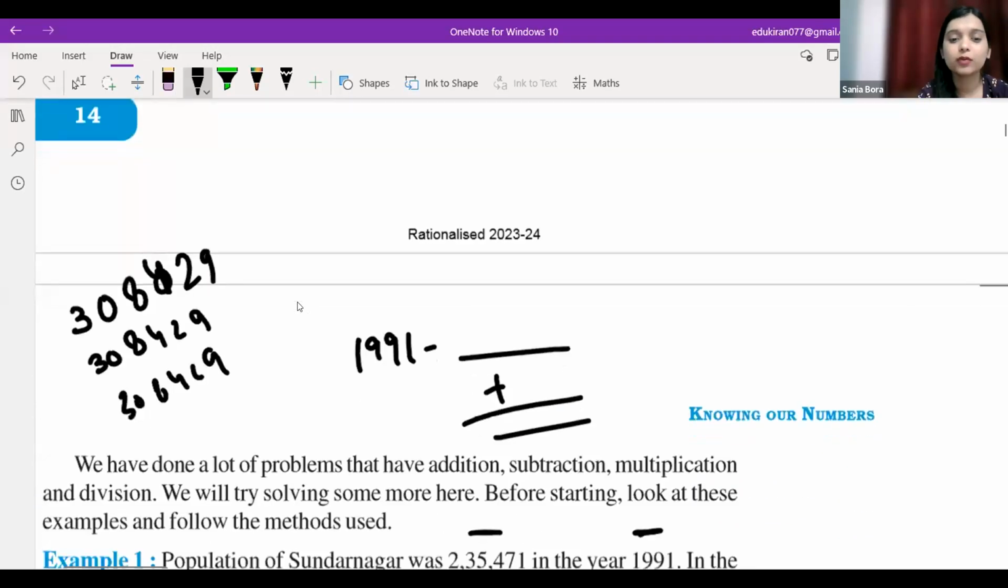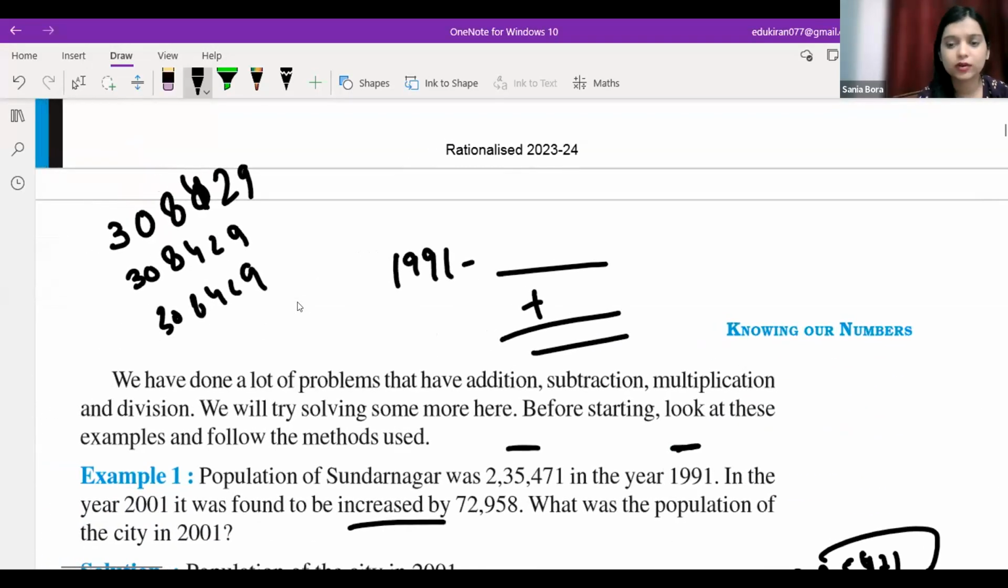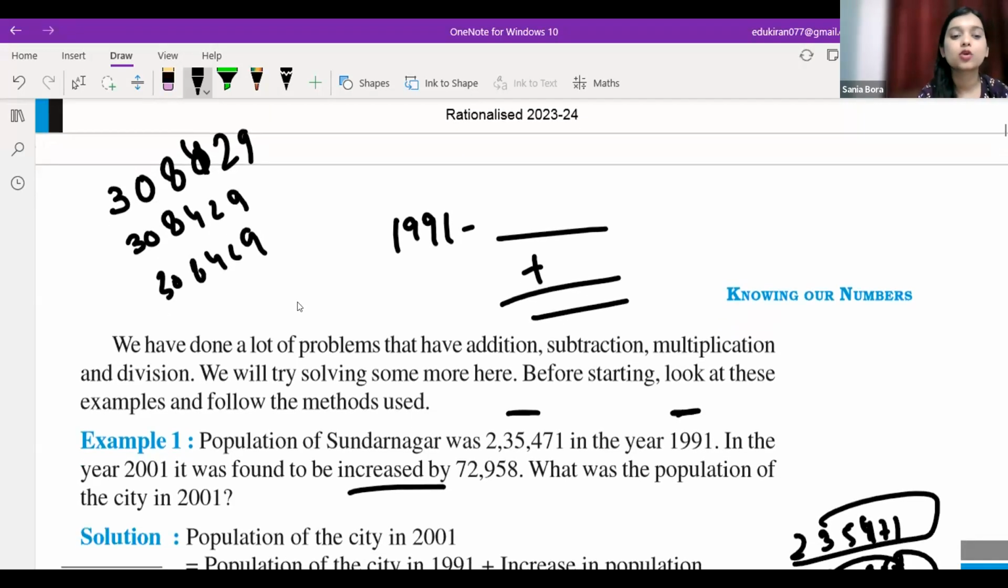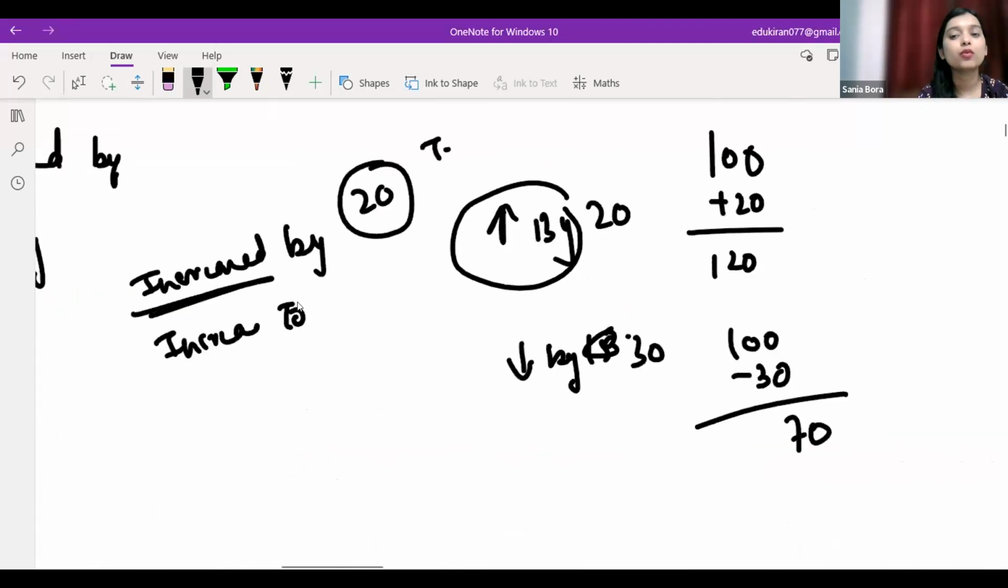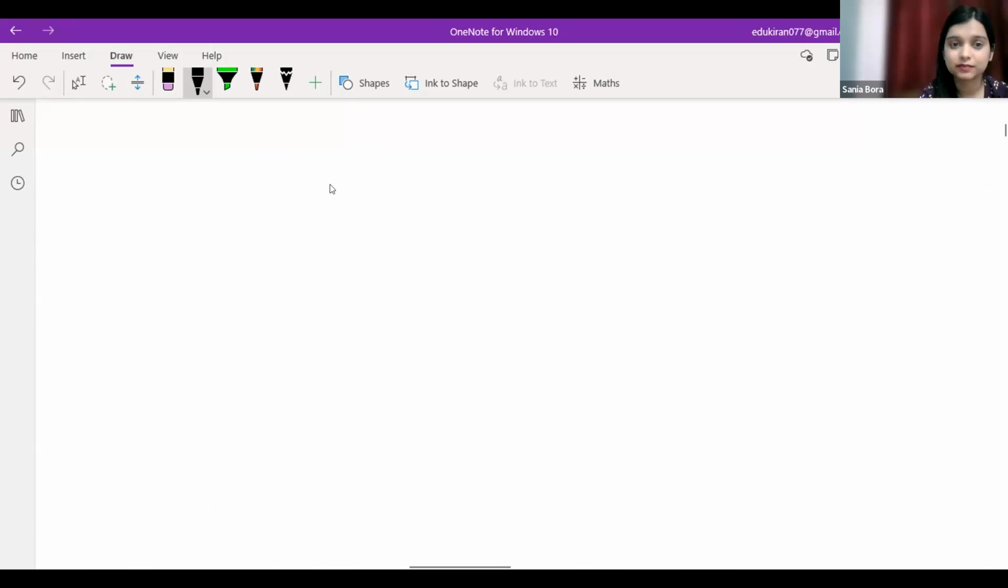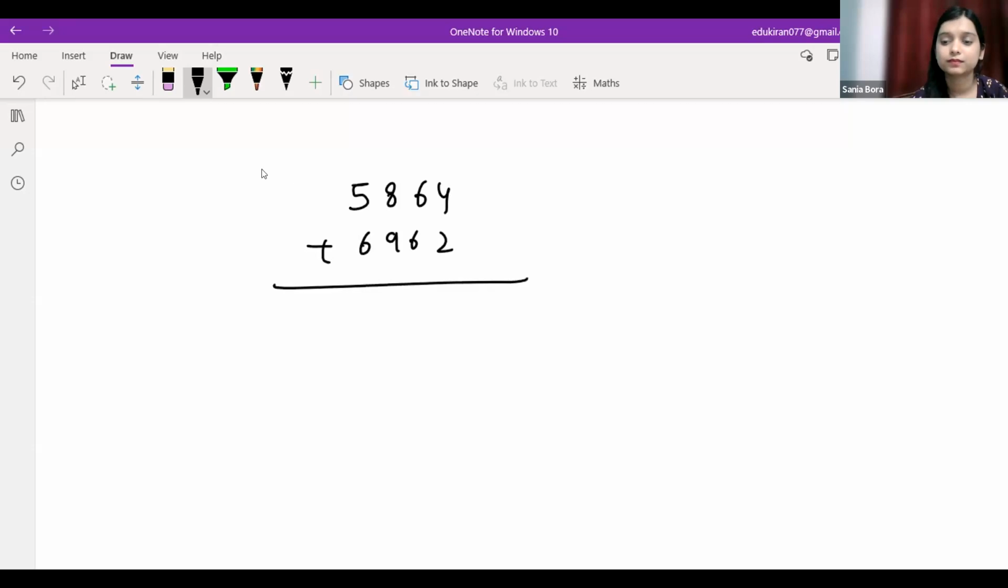Okay. Now I will not start today, but I'll give a hint of what we are going to do in the next class. Now you are going to add things, the addition part. For example, I give you any number: 5864 plus 6962. Add it and tell me the answer.